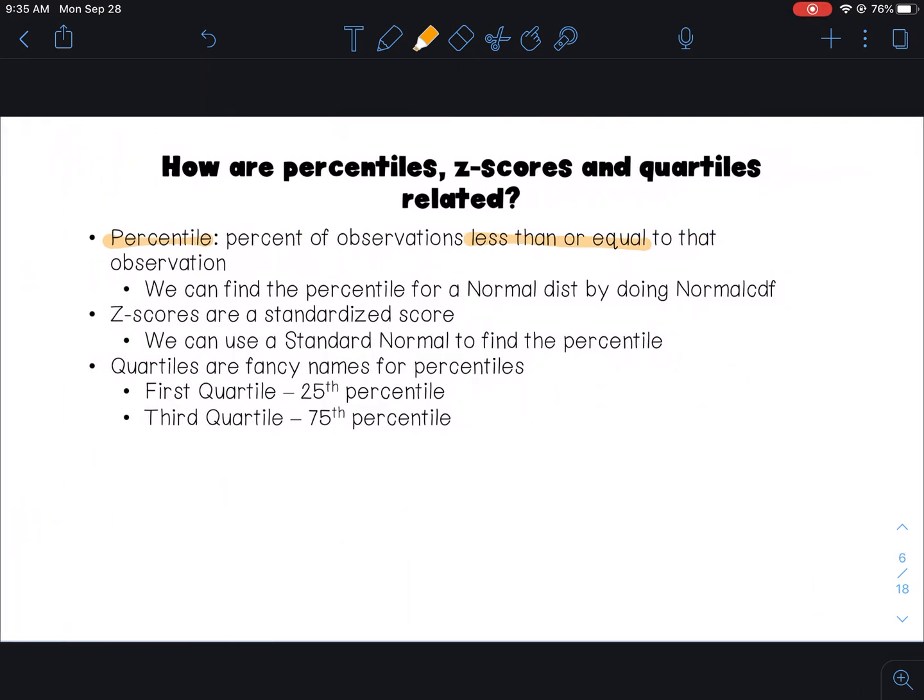How our z-score is connected to all of this. A z-score is a standardized score. So we could standardize the score. Then we could do normal calculations with a standard normal distribution. A standard normal distribution is normal with a mean of 0 and a standard deviation of 1. Okay, so that's another way we could do it. Quartiles are just a fancy name for percentiles. So 25th percentile is the first quartile, 75th percentile is the third quartile. So they all play into normal curves.